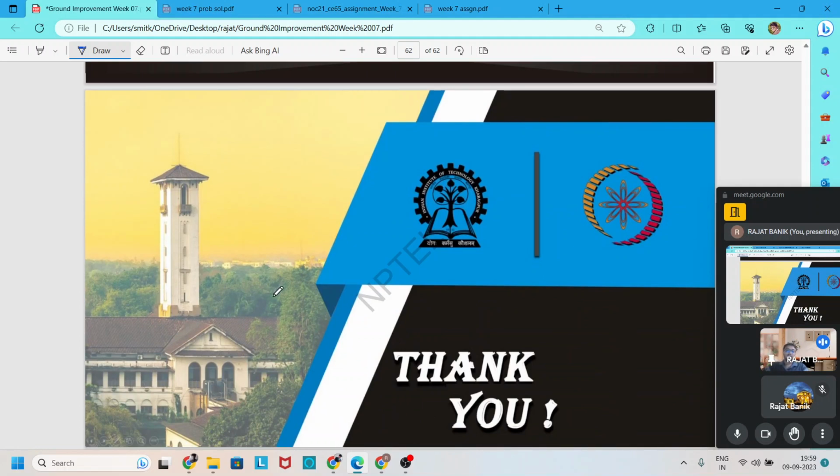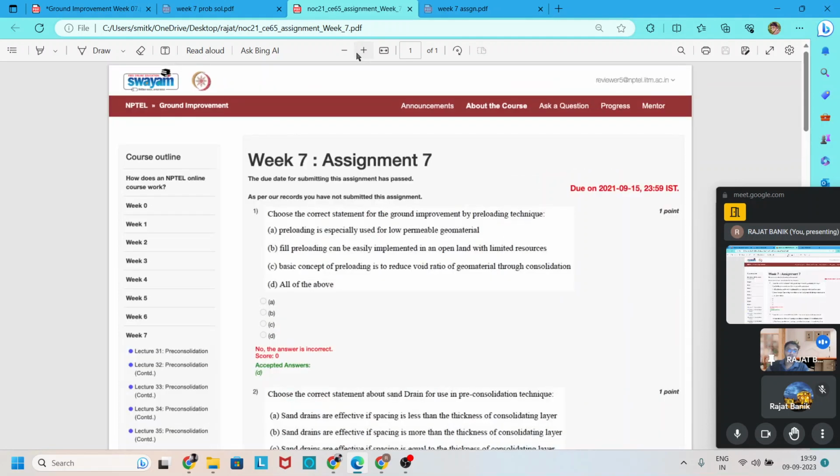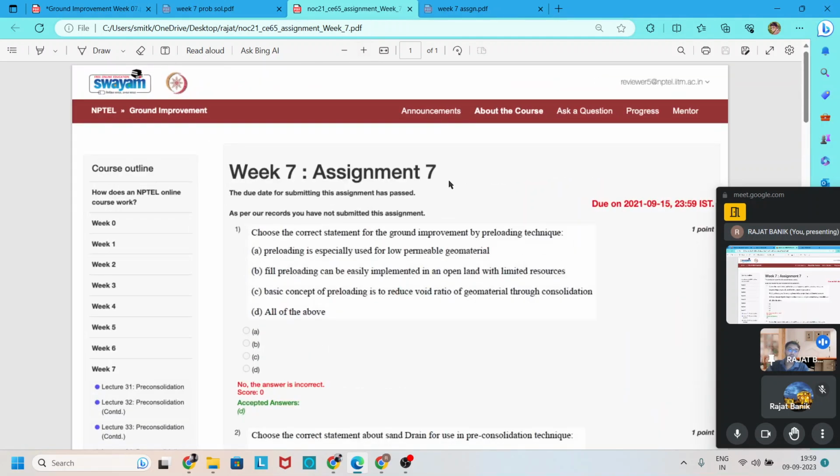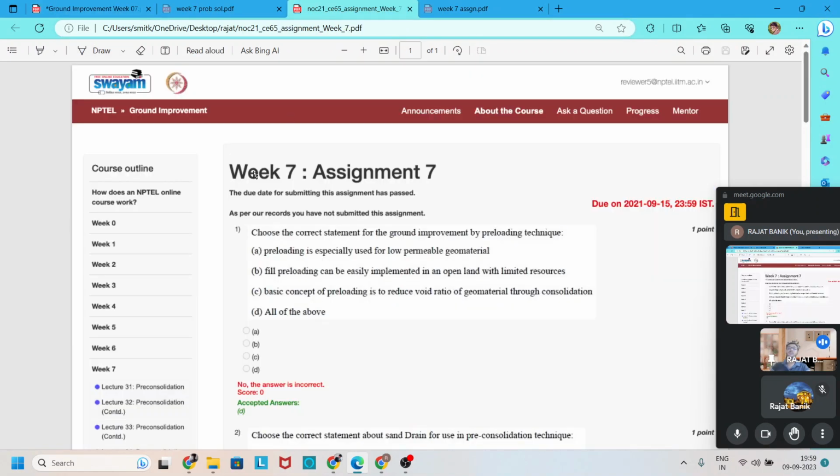Now we discuss the previous year assignment problem, which is given in the year of 2021. After that, we conclude our session. Before that, we briefly discuss about the pre-consideration, what we discussed till now.